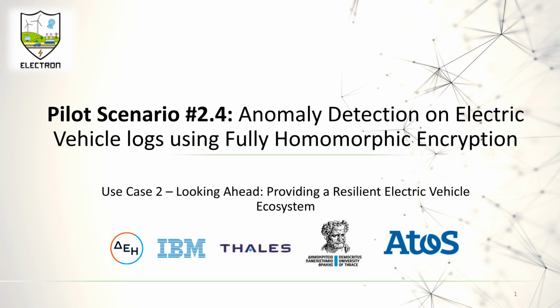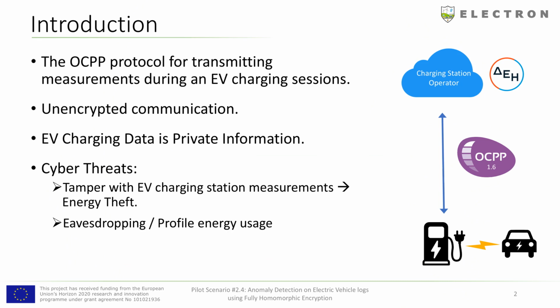This demo shows the use case scenario of privacy-preserving anomaly detection, applied on electric vehicle charging transaction logs. During the charging process of electric vehicles, the Open Charge Point Protocol, or OCPP, is utilized by the charging stations in order to transmit measurements that indicate the energy consumption during the charging process. These measurements are used by the charging station operator for billing the charging session.